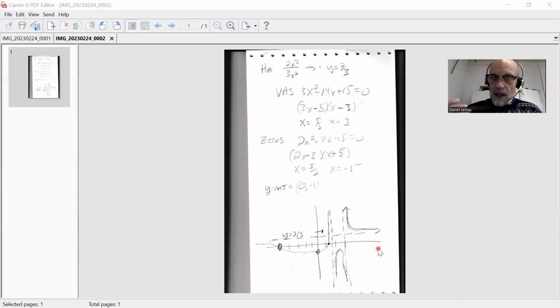So this is how we can use what we know and make a sketch of what the graph looks like without using any calculator and without doing too much work. So hopefully this makes sense. I'm going to ask this of you on the next exam.